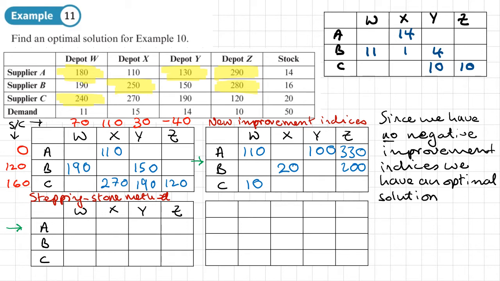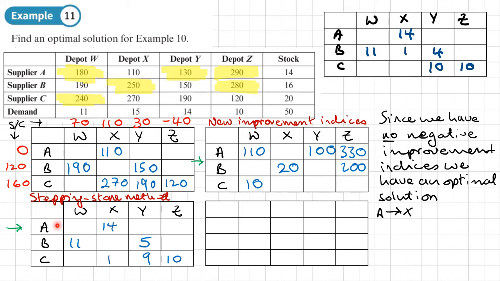Now, in fact, we don't need to use the stepping stone method again. We just use our last values here. When we work out the shadow costs and improvement indices, it's basically telling us whether our last stepping stone method gives us an optimal solution. So this one is an optimal solution. So now we can write down what that solution is.